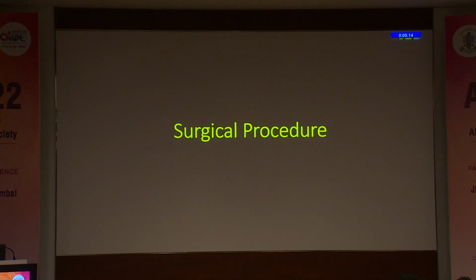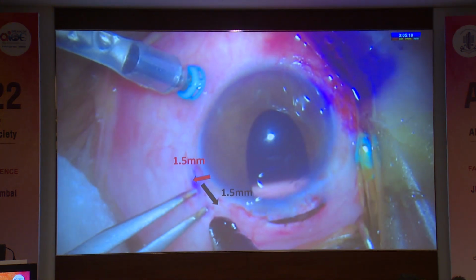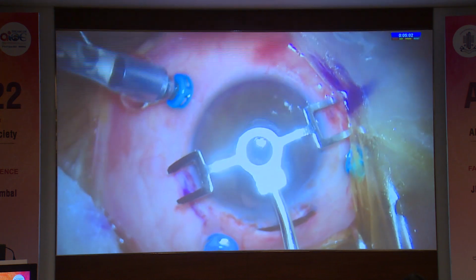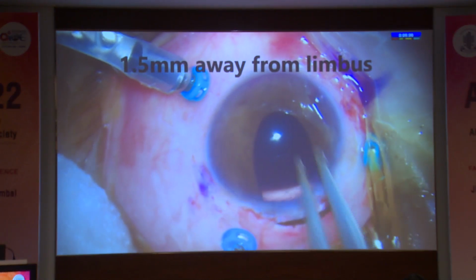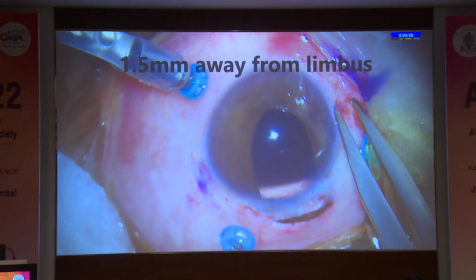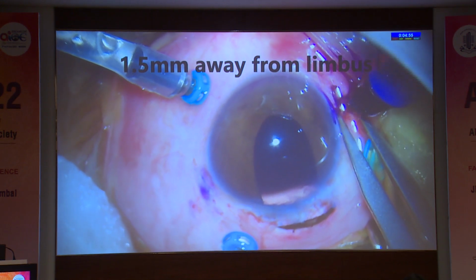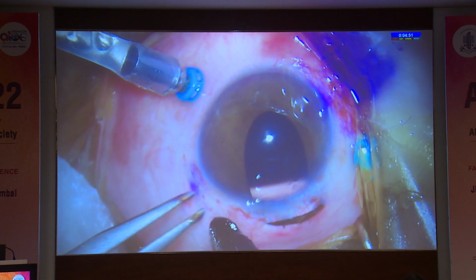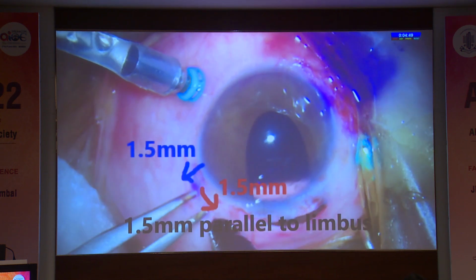So the surgical procedure: we make two markings, one parallel and one perpendicular to the limbus, 1.5 mm away from the limbus and from each other. The markings being done, this is a perpendicular marking from the limbus, 1.5 mm away, and the marking being done parallel to the limbus and 1.5 mm from the previous marking.